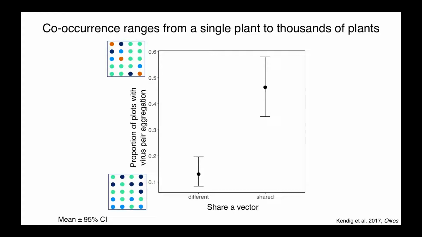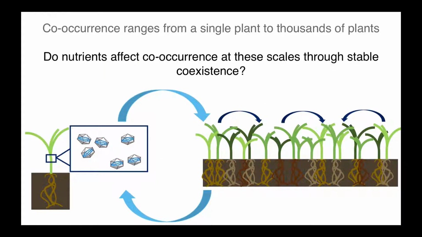So if they have the same vector species, then they're often brought to the same plant or the same local area of plants. And so looking at the scale of this aggregation, we found that viruses like PAV and RPV, the one in the other study, could co-occur at ranges from a single plant to thousands of plants. So then the question is, what is keeping these viruses together? Why aren't they potentially outcompeting each other for resources, for nutrients, like in that lab study?